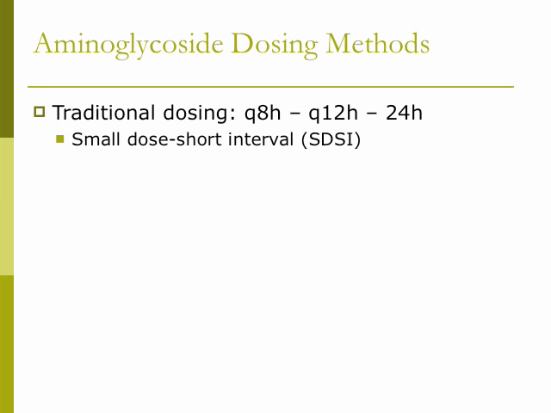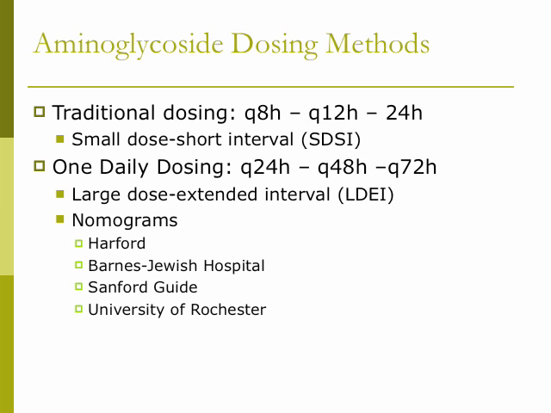There are different methods to dosing of aminoglycosides. The traditional way of dosing, we call this traditional or small dose, short interval dosing. This is the usual Q8-hour, Q12-hour, Q24-hour dosing. With the once-a-day way of dosing, you will see patients on Q-day dosing, sometimes extended to Q48 or even Q72-hour dosing. This is also known as the large dose or extended interval dosing, and there's various nomograms in the literature that supports the use of once daily dosing by using these nomograms, and we're going to go over those in a minute.